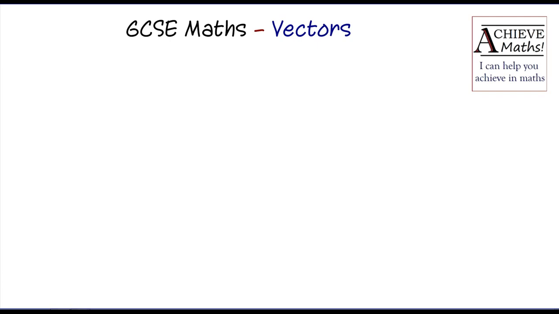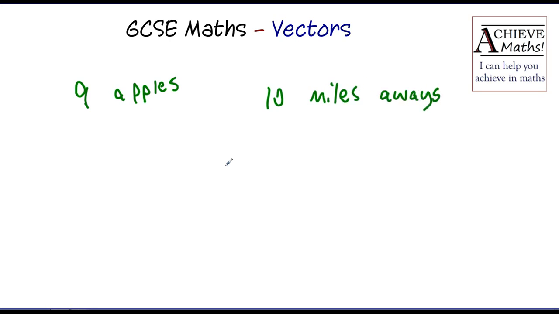So let's crack on. Now all through your maths life you've probably been looking at numbers that represent quantities. You might have had 9 apples. You might have been 10 miles away. All these types of things are just called numbers, they're just scalars, they're just how many, it's a measure of quantity.